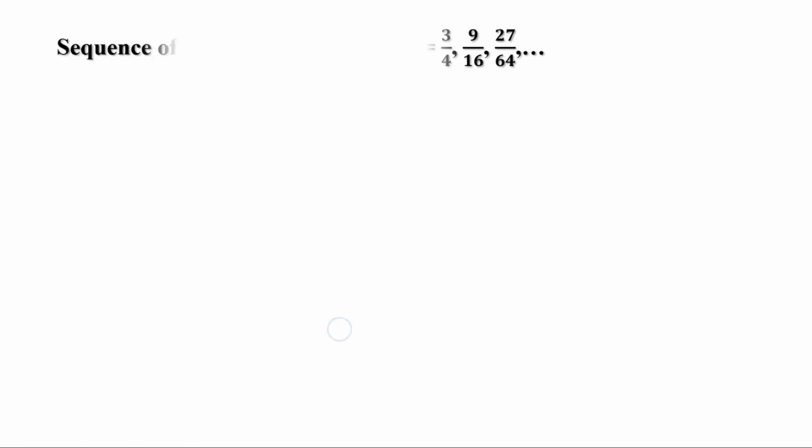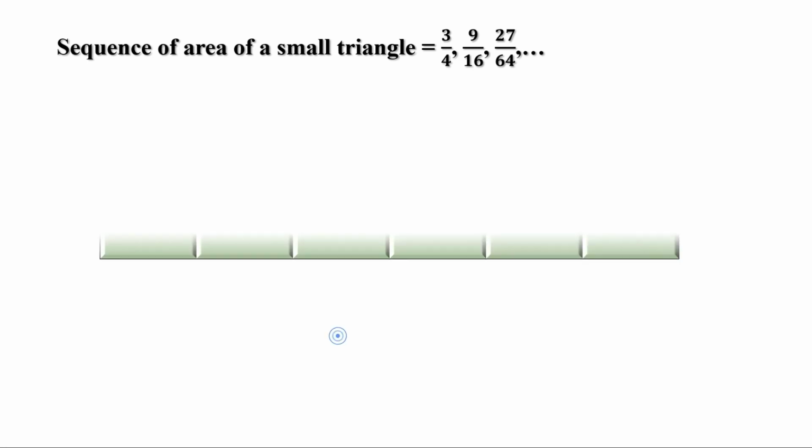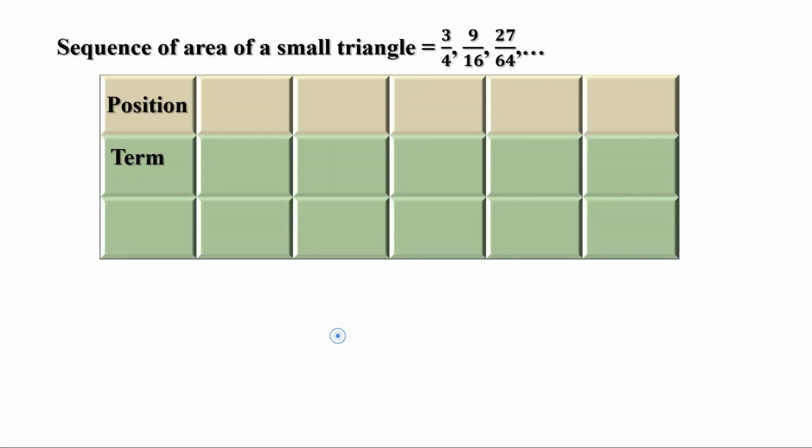Now let us take the sequence of the total area of red triangles, that is 3/4, 9/16, 27/64, etc. Now let us find the algebraic expression of this sequence. Let us write the position and term. First term is 3/4, second term is 9/16, third term is 27/64. Look at the numerators 3, 9, 27, etc. 3, 3 square, 3 cube, etc. What about the denominators 4, 4 square, 4 cube, etc.